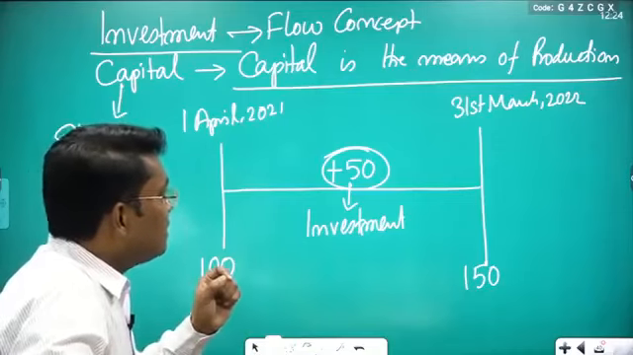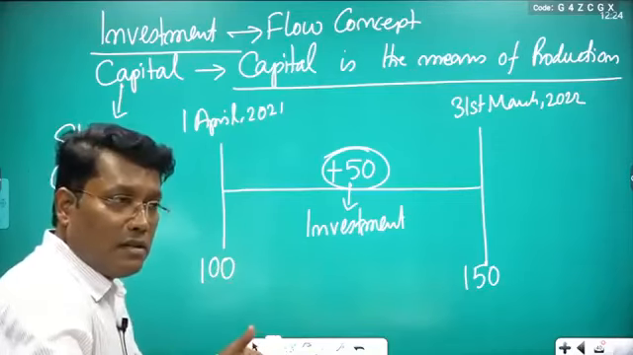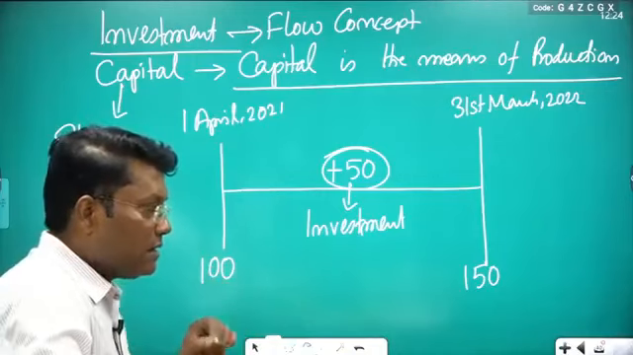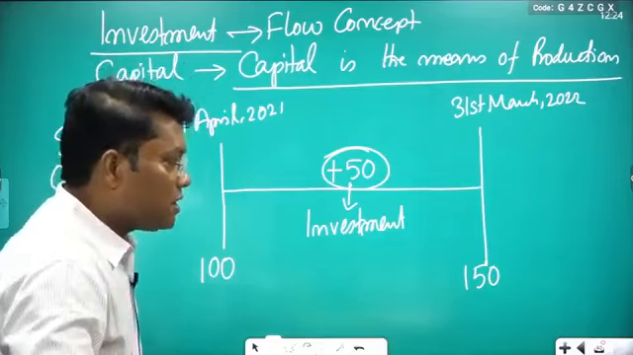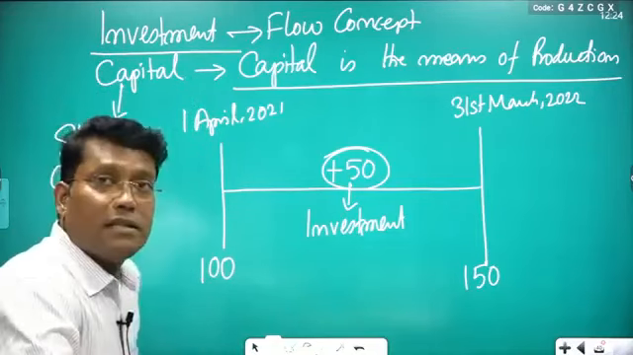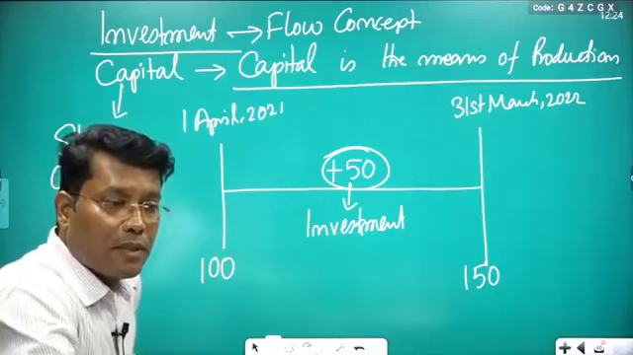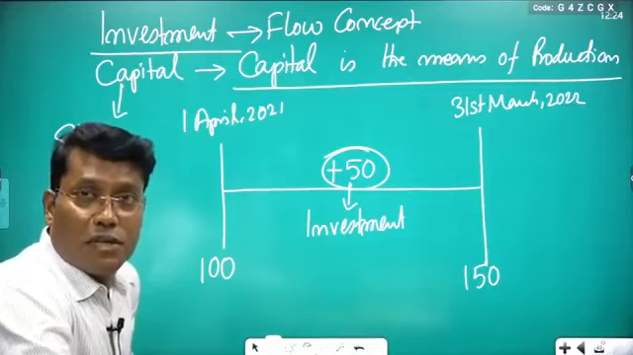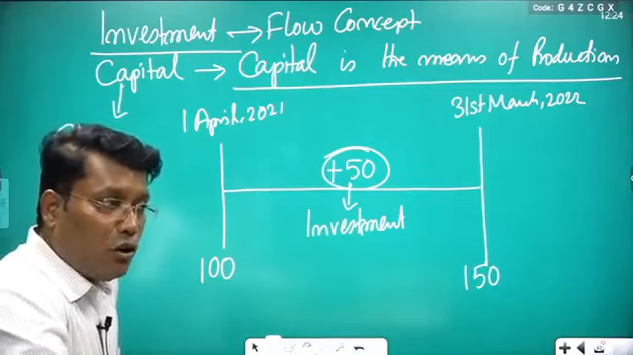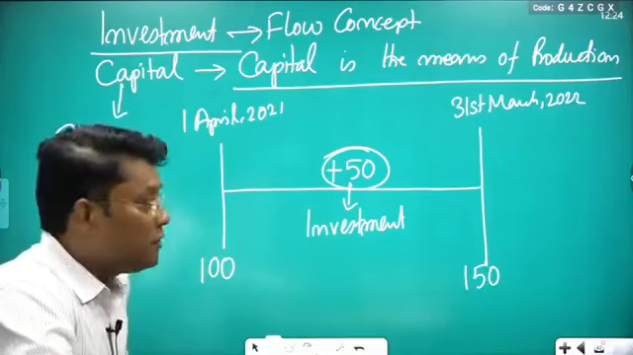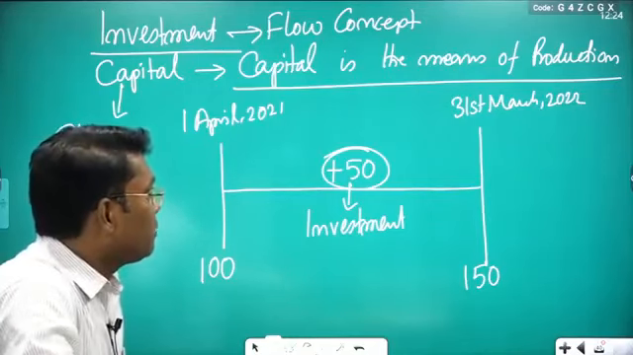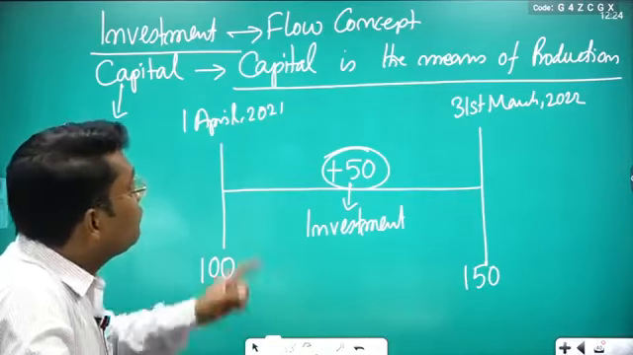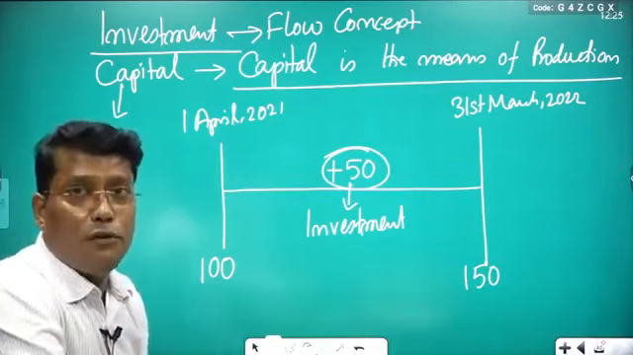So just write: investment is an increase in capital during a given period of time. Fine? Right. Investment is also known as rate of capital formation. Clear? And one more line you write: investment is a flow concept.